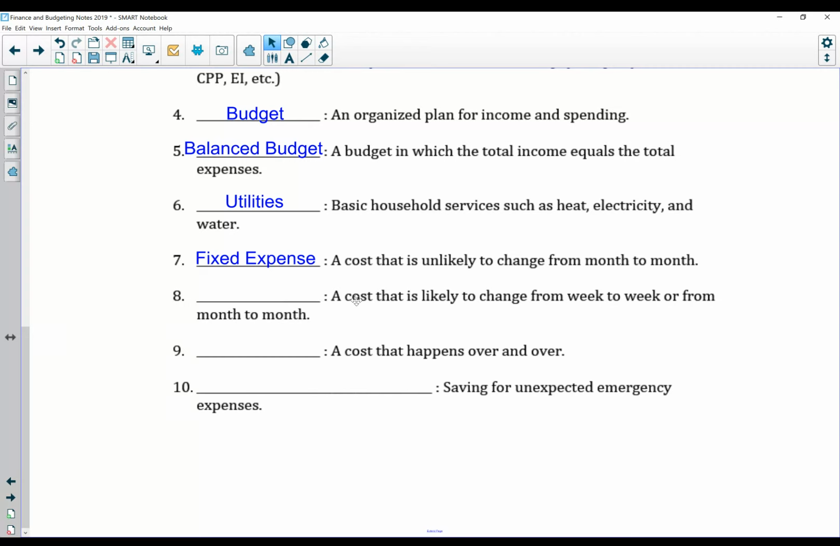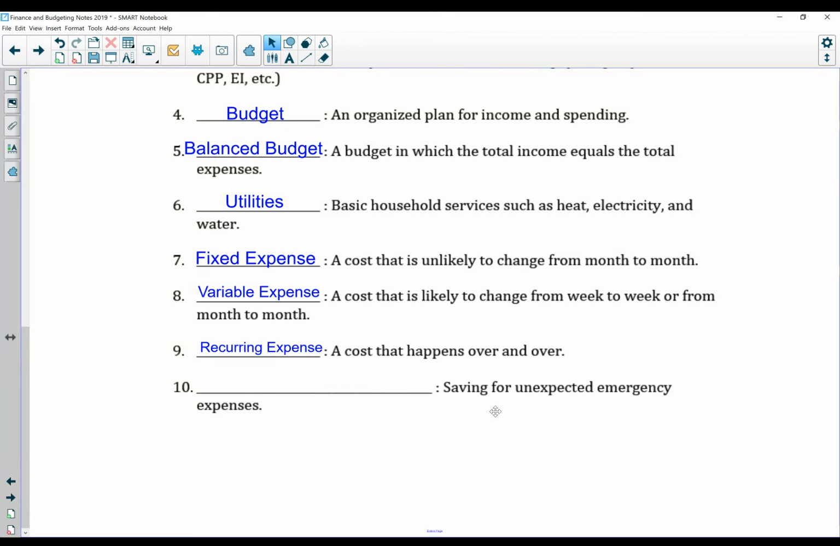Number 8 is a cost that is likely to change from week to week or from month to month. You might change how much you spend on groceries. You know you're going to have to spend money on groceries, but it changes. That's called a variable expense. It varies, it changes. Number 9 is a cost that happens over and over, something that repeats. It's called a recurring expense. The word recurring means to repeat or recur.